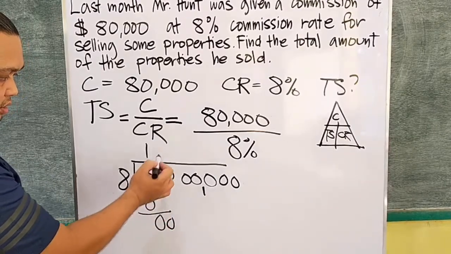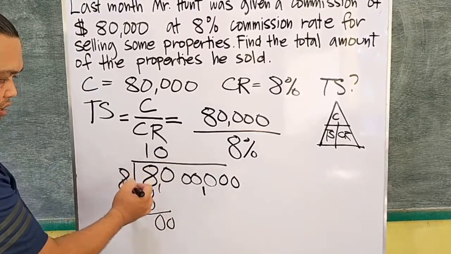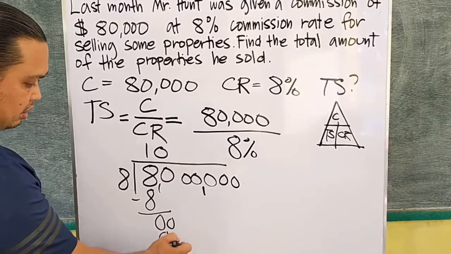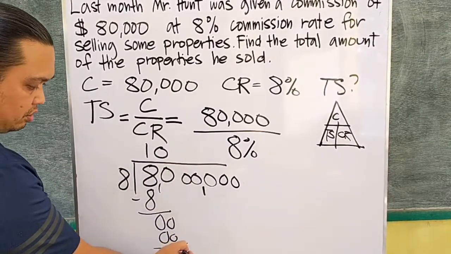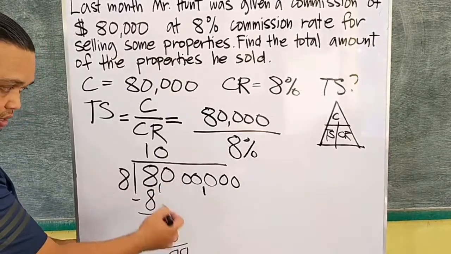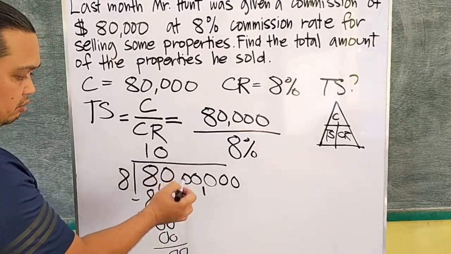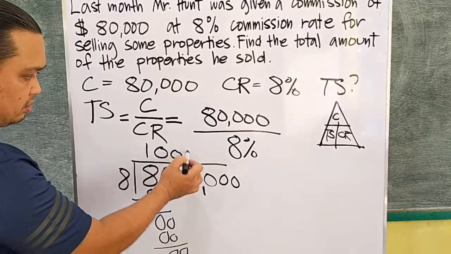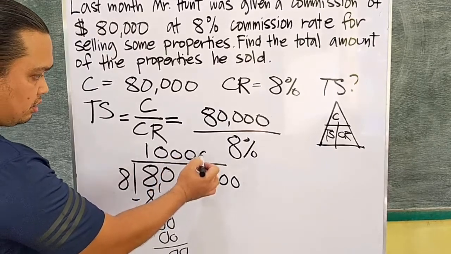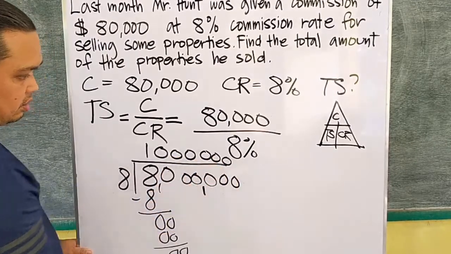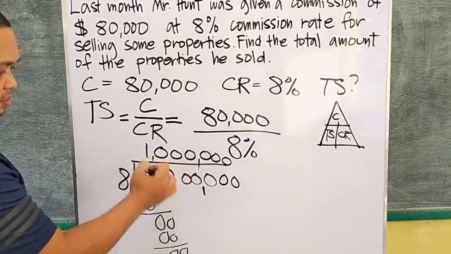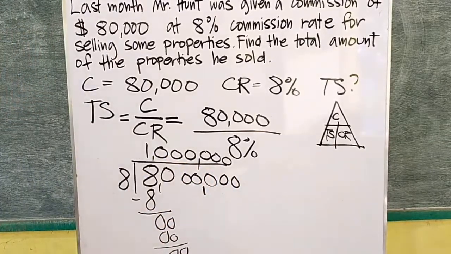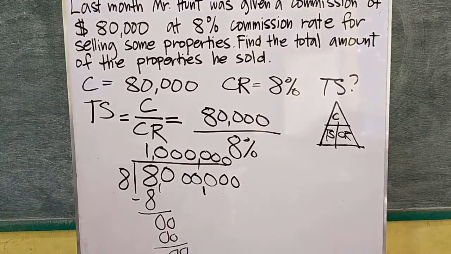0 divided by 8 is 0. 0 times 8 is 0. And 0 minus 0 is 0. So let's bring down 0 and so on and so forth. Let's just copy it. 8 already. 1, 2, 3. Okay? So let's put some comma. 1, 2, 3, comma. 1, 2, 3, comma.